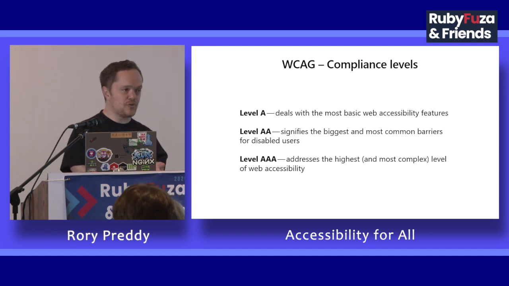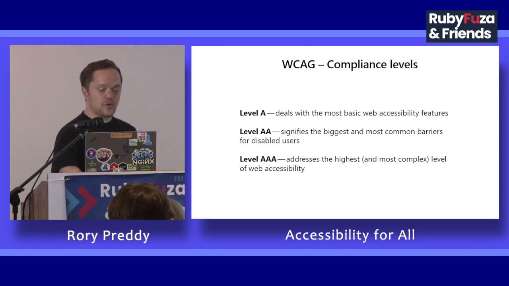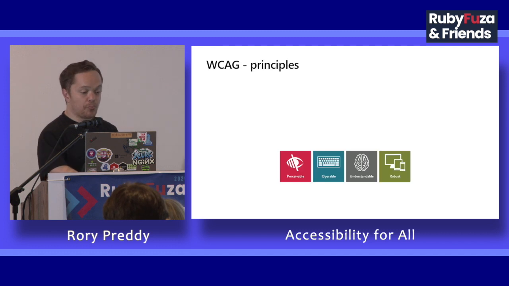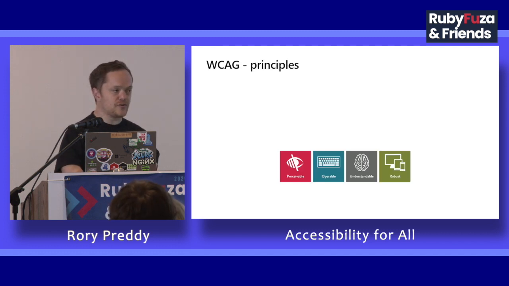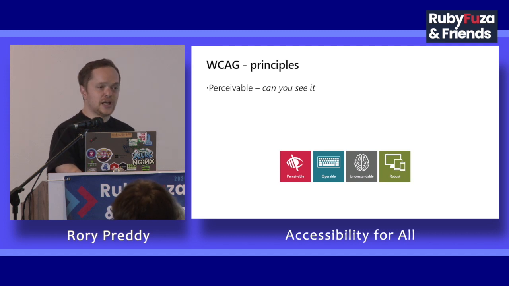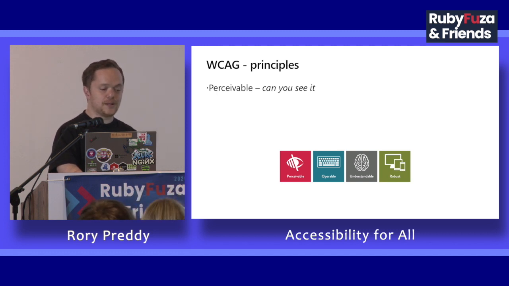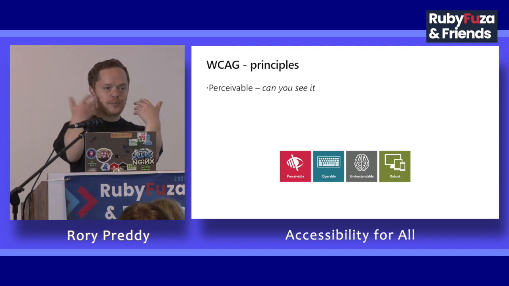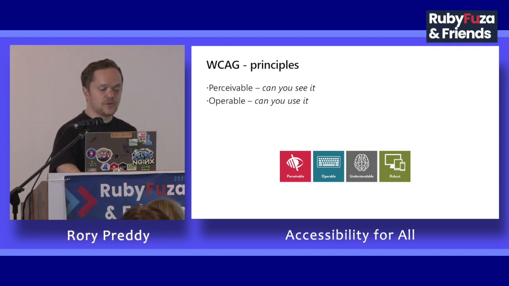WCAG also has principles. So perceivable, operable, understandable, and robust. So perceivable, can you see it? So these actually cater for problems such as being able to have a screen reader for visually impaired people. Operable, can you use it? So having a navigable keyboard for people who have mobility issues.